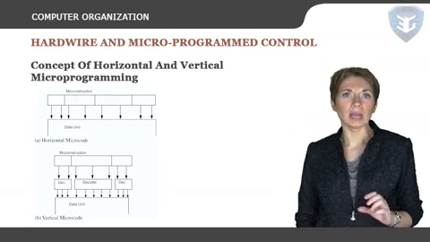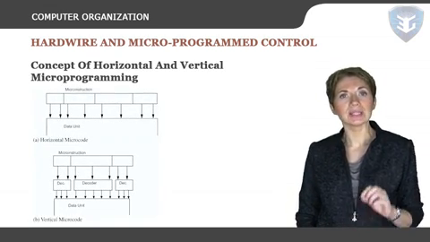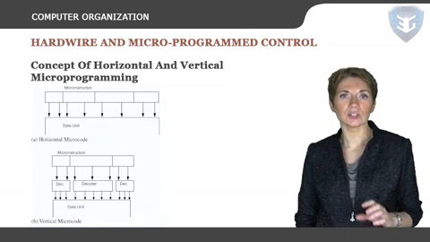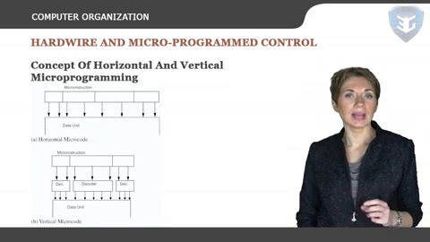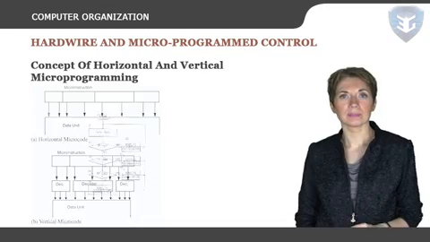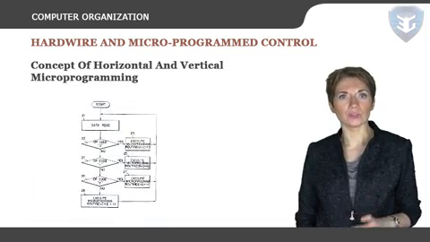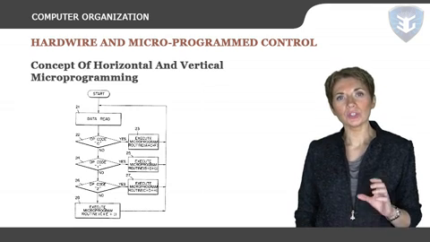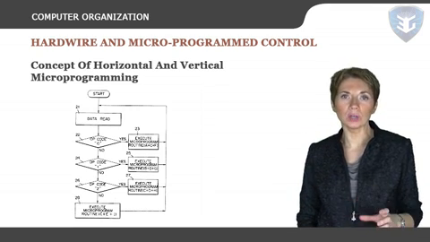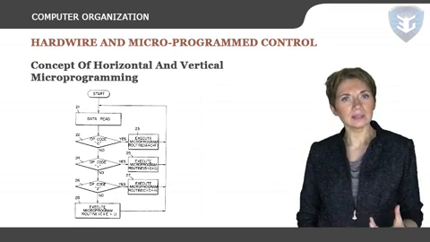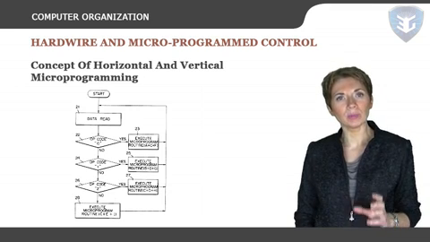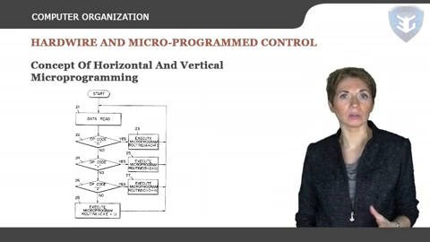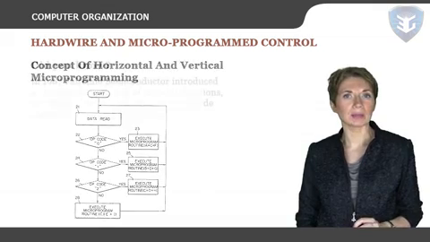Vertical microinstructions execute simple operations such as load, store, add, branch. These types of microinstructions are similar to machine language instructions, which contain an opcode and one or more operands. This is the reason why vertical microprogramming is also called software microprogramming.